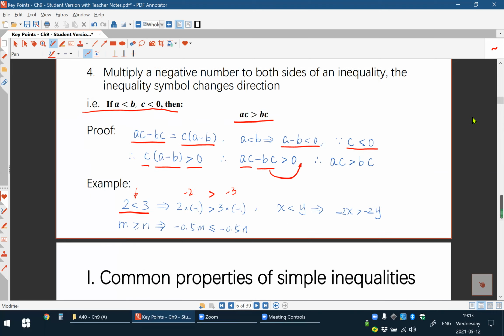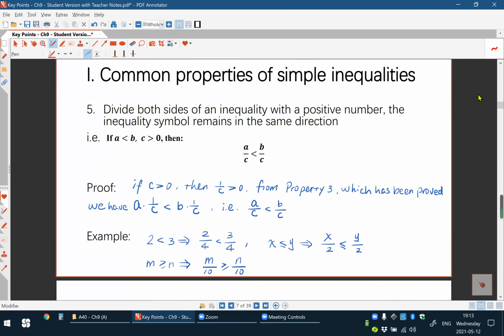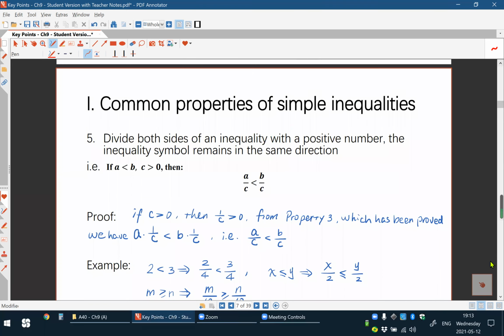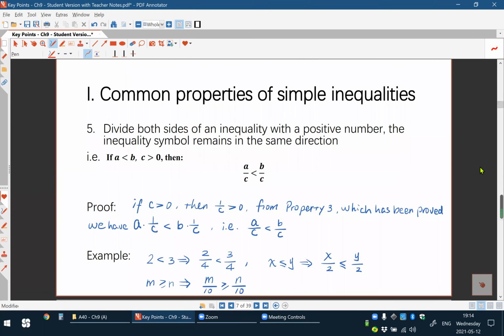No? All right, let's see the fifth property. Okay, this time is the division rule. Divide both sides of an inequality by a positive number, the inequality symbol remains in the same direction. In other words, if we know that A is smaller than B and C is a positive number, then A divided by C is also smaller than B divided by C.